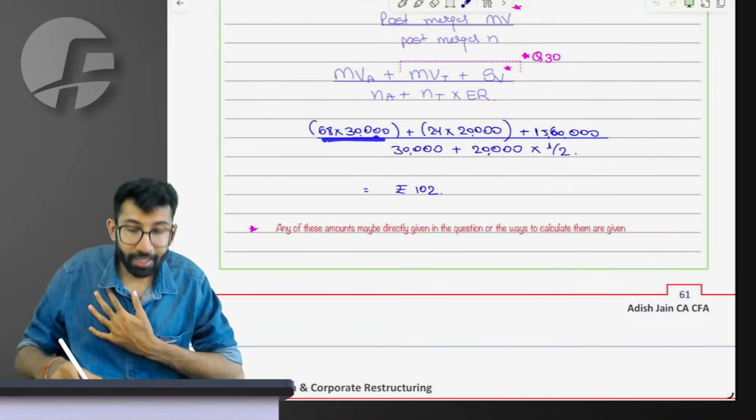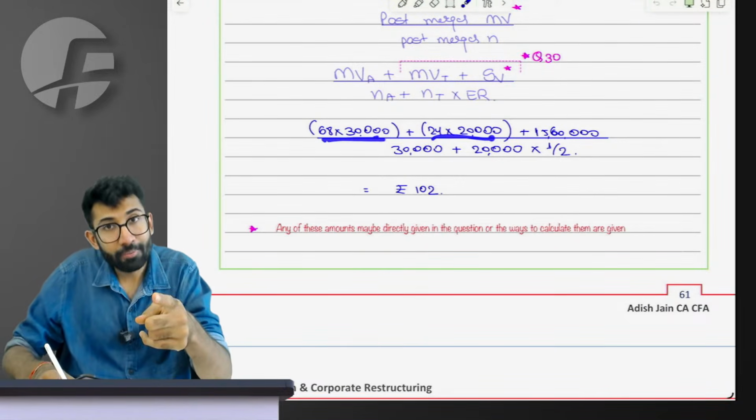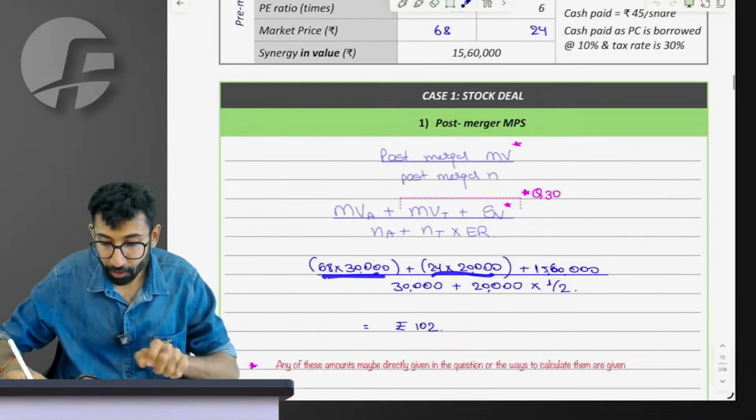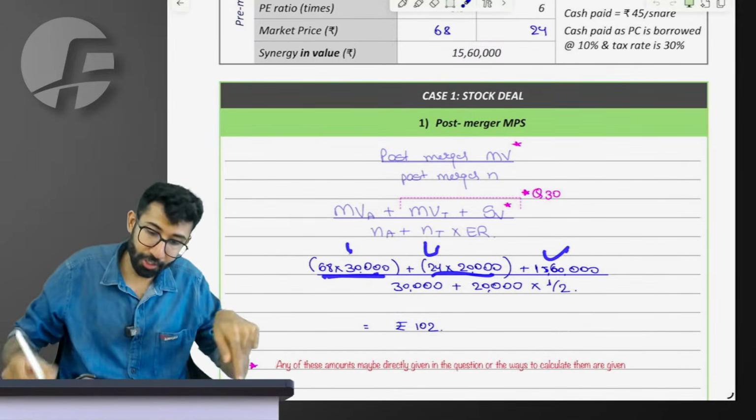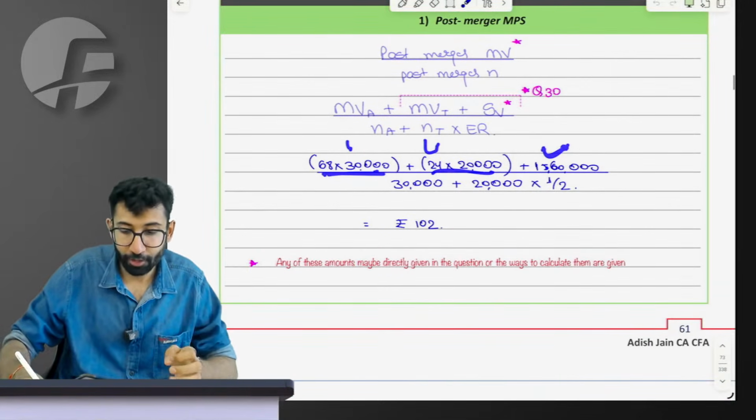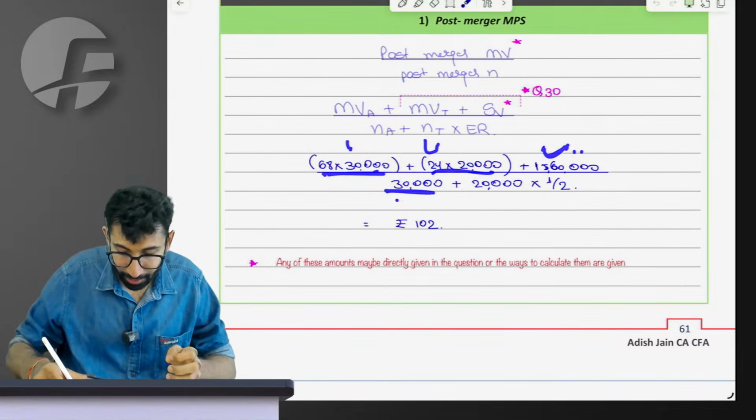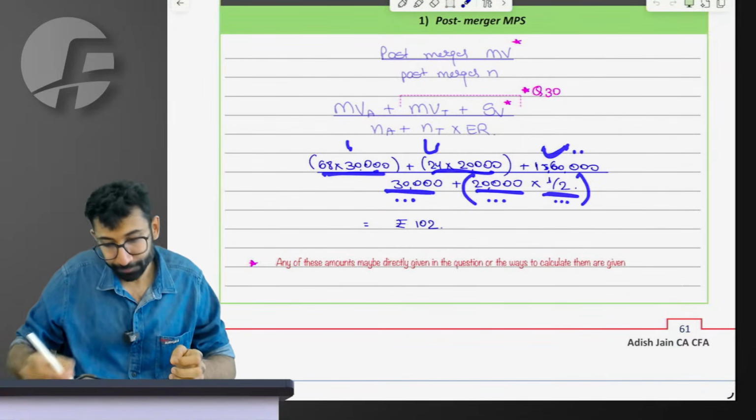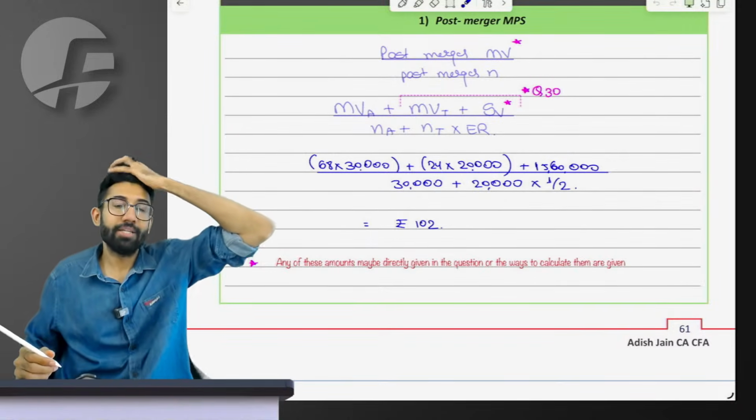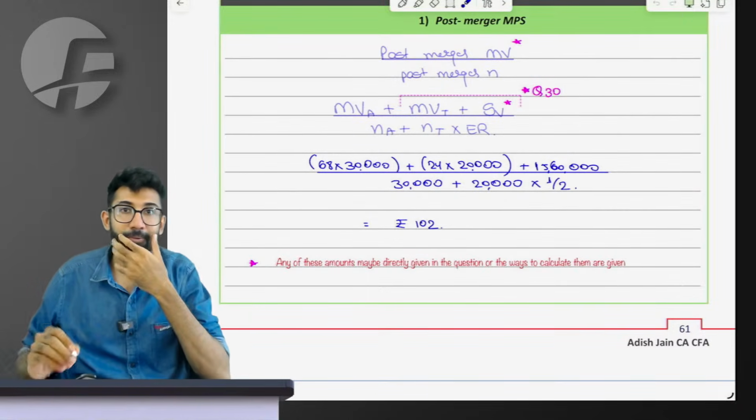So my pre-merger market value is this. Your pre-merger market value is this. When I acquire you, my value is mine. Your value will also be mine, and the synergy in value of 1560 will also be mine after I acquire you. Divide by my shares of 30 plus 20,000 into 1 divided by 2 plus 20,000 into 1 divided by 2.